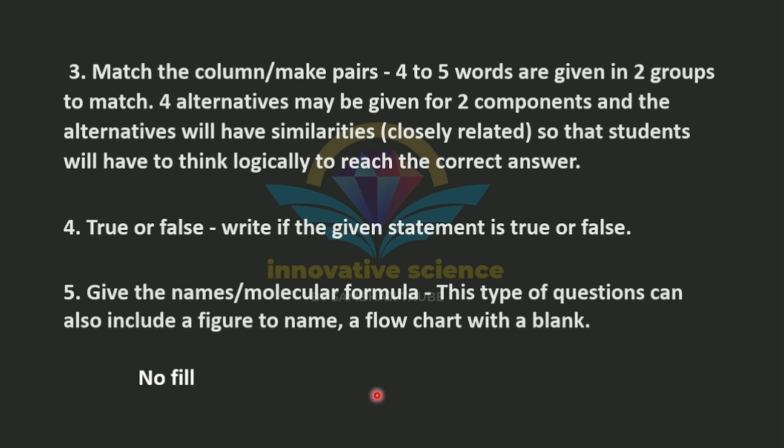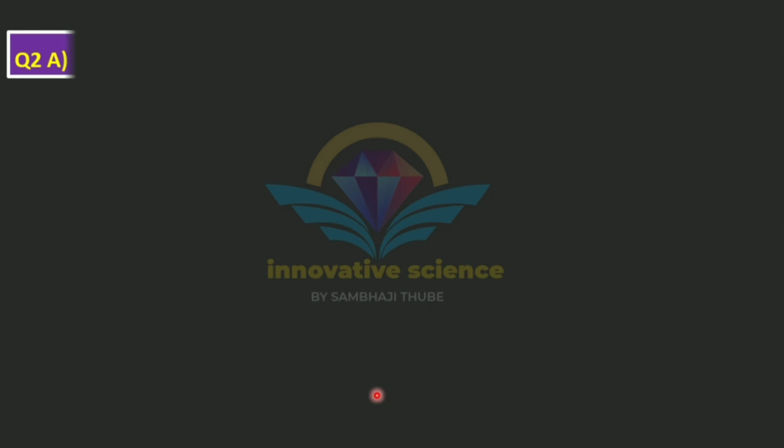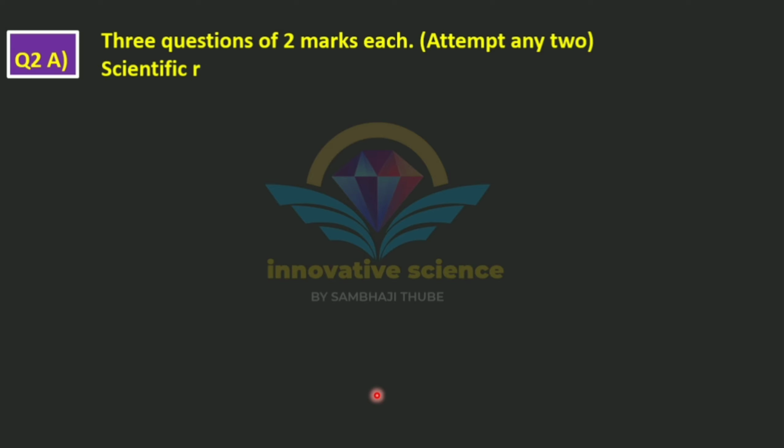So, students, give attention to this statement. There will be no fill in the blank questions in question number 1B. Now, let's see how question number 2 will be. In question number 2A, they will ask you 3 scientific reasoning questions. You have to attempt any 2 questions and it gives you 4 marks.